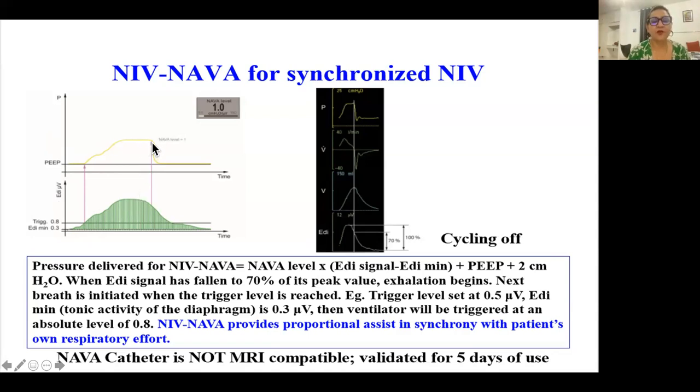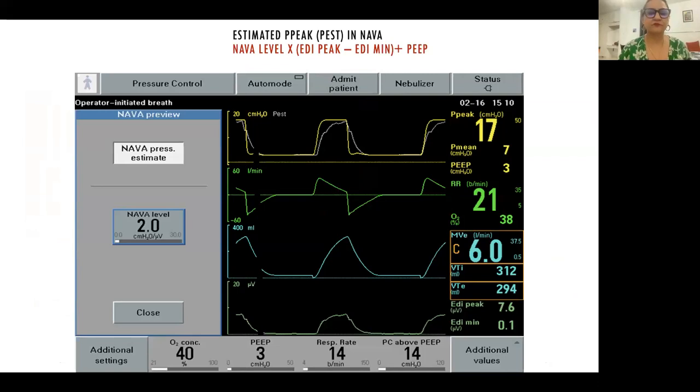And it will end once your EDI has dropped to 75% of its peak value, when the exhalation would start. So this is how it is. And all this is being captured by the catheter which we had put. And this catheter is not MRI compatible, so don't take your baby with the NAVA to the MRI. And once you have put this catheter, usually you use it for 5 days.